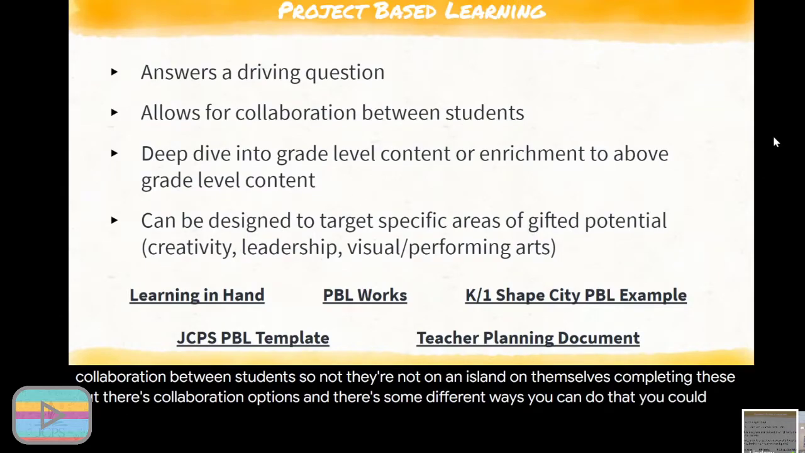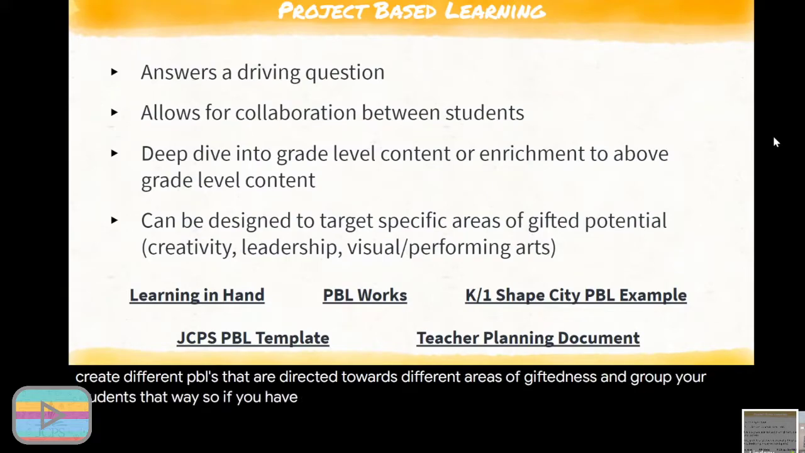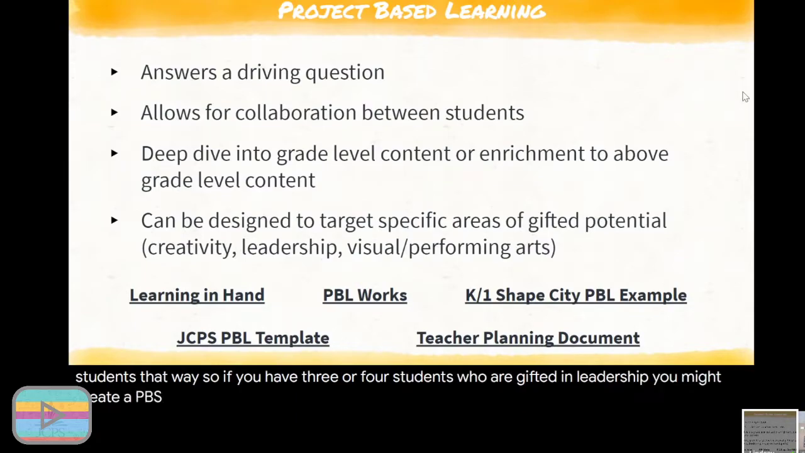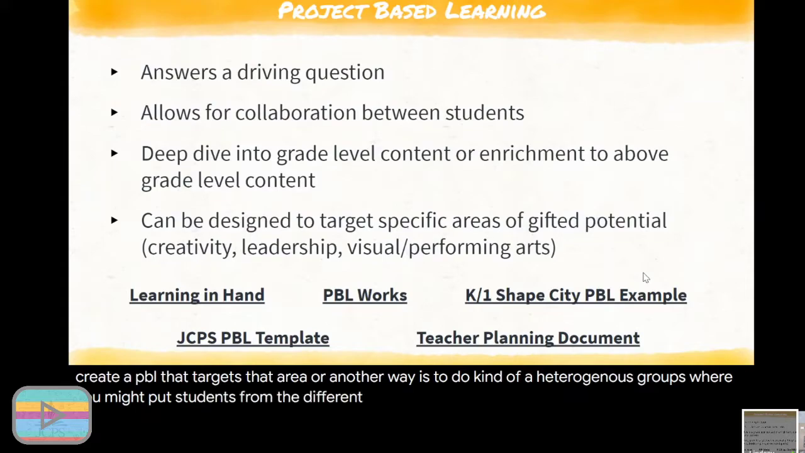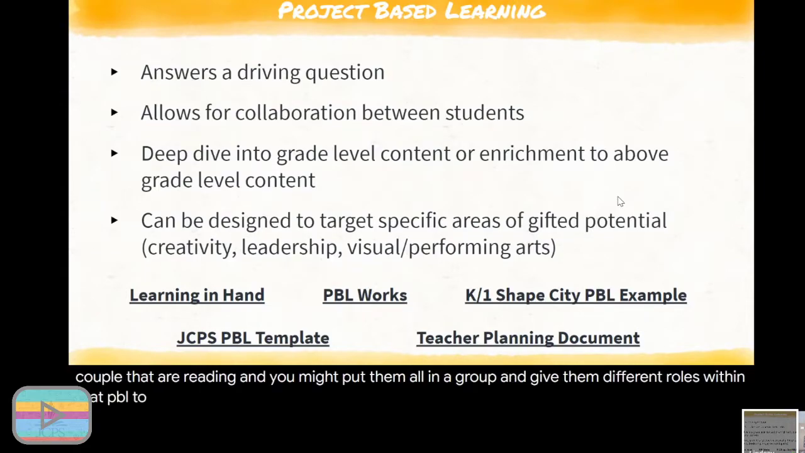You could create different PBLs that are directed towards different areas of giftedness and group your students that way. So if you have 3 or 4 students who are gifted in leadership, you might create a PBL that targets that area. Or another way is to do heterogeneous groups where you might put students from the different areas. So you might have a couple students who are creatively gifted, a couple that are math gifted, a couple that are reading, and you might put them all in a group and give them different roles within that PBL to target their area of strength.